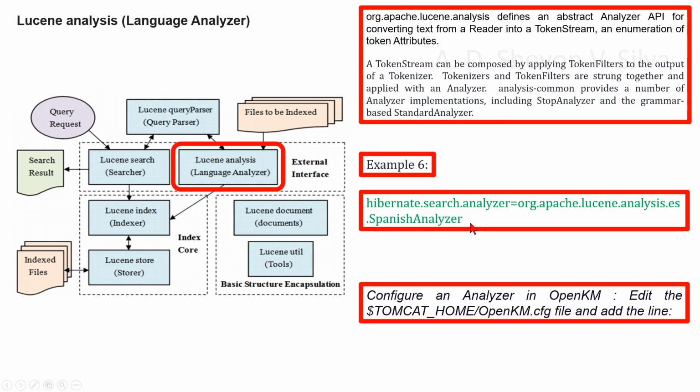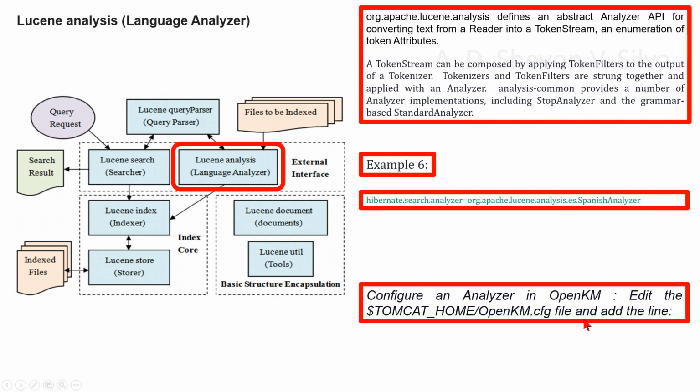As example 6, we can consider this one: hibernate.search.analyzer equals org.apache.lucene.analysis.es.SpanishAnalyzer. This is configuring an analyzer in OpenKM. For that, edit the $TOMCAT_HOME/OpenKM.cfg file and add this line here.